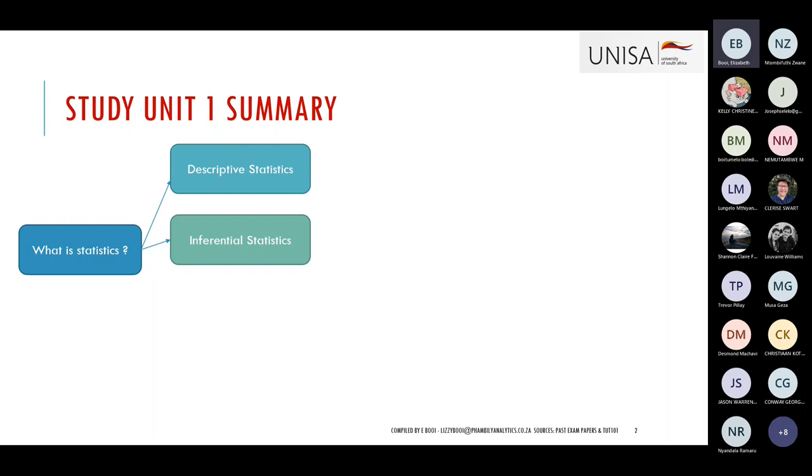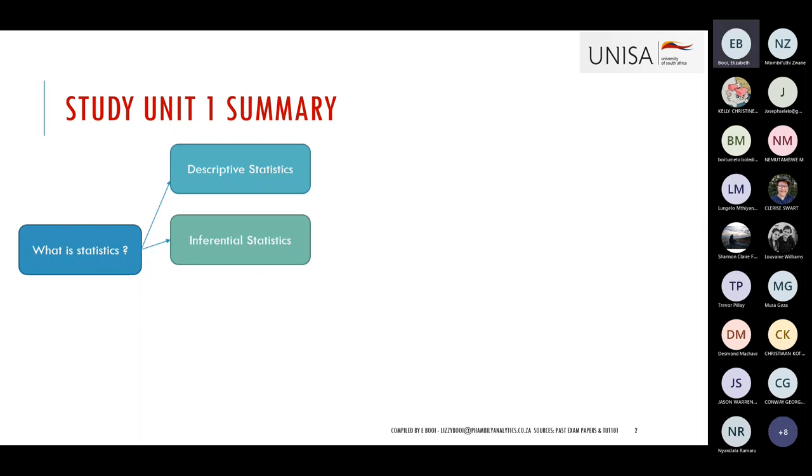Descriptive statistics, we cover in study unit 1, 2, 3, and part of study unit 4, because it's probabilities. And inferential statistics, we cover at a later stage when we do hypotheses, estimates, regression and so forth.